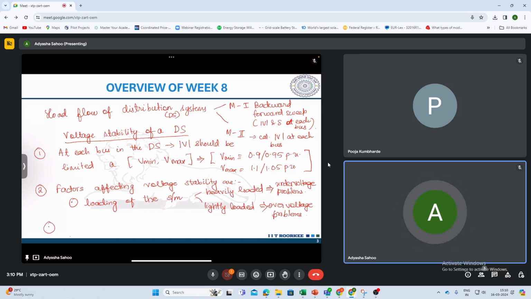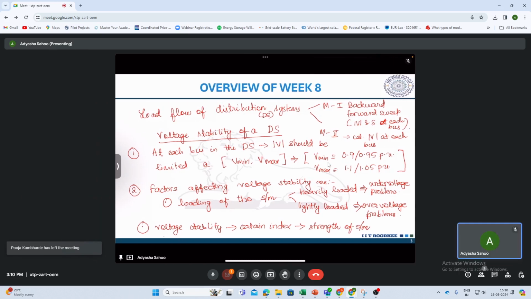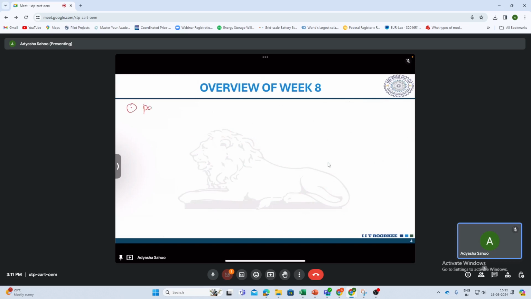So for voltage stability, we define certain indices to measure it, and by looking at this index we can say what is the strength of the system, whether it is weak or it is strong. So we'll see how to calculate this index or indexes. Then it will also depend upon the power transfer levels of the system.